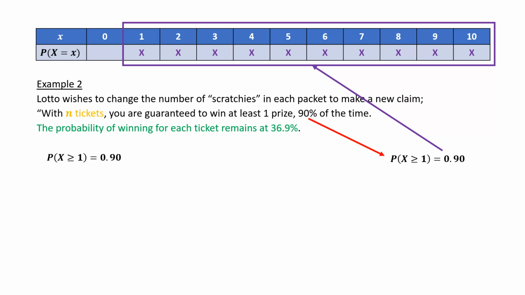The probability of winning at least one prize is 90%. We're going to subtract that away from 1 like we did in the last example. That leaves us with a probability of X equal to 0, winning 0 prizes, of 0.10 or 10%. And that's going to be popped up in this box. So we know the probability of winning no prizes is 10%, and that's the number we need to carry on with this problem.